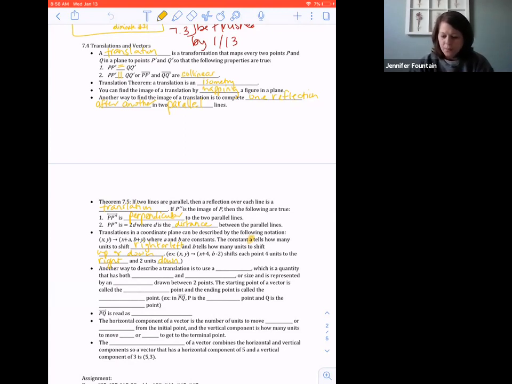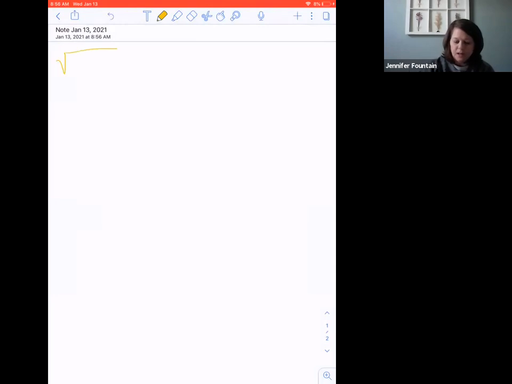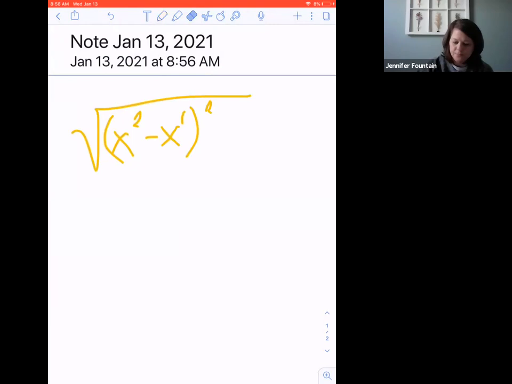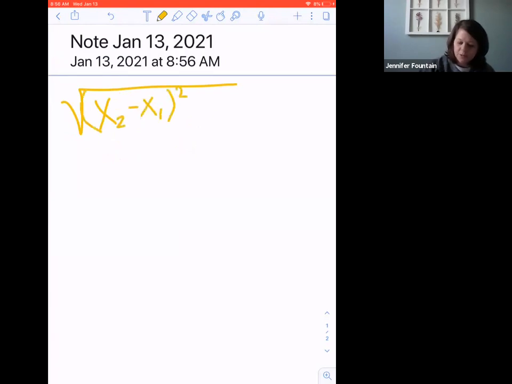Okay, let me get a sheet of paper real quick and we'll do this problem. All right, so remember that with the distance formula, I've got the square root of x2 minus x1 squared plus y2 minus y1 squared. Okay, so that's our distance formula.